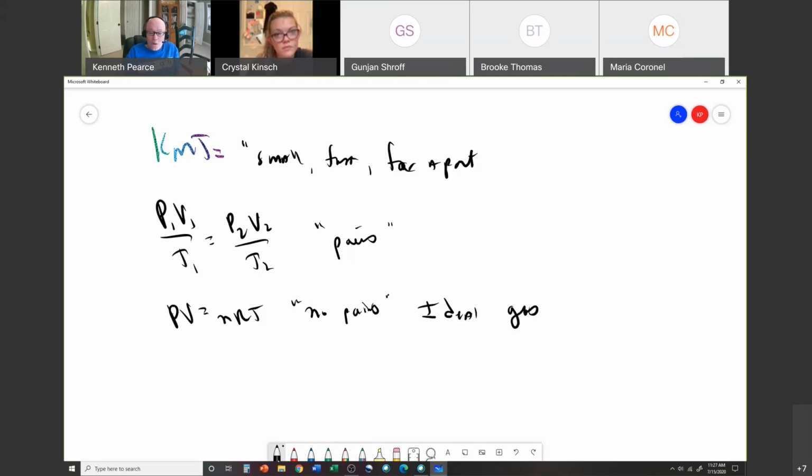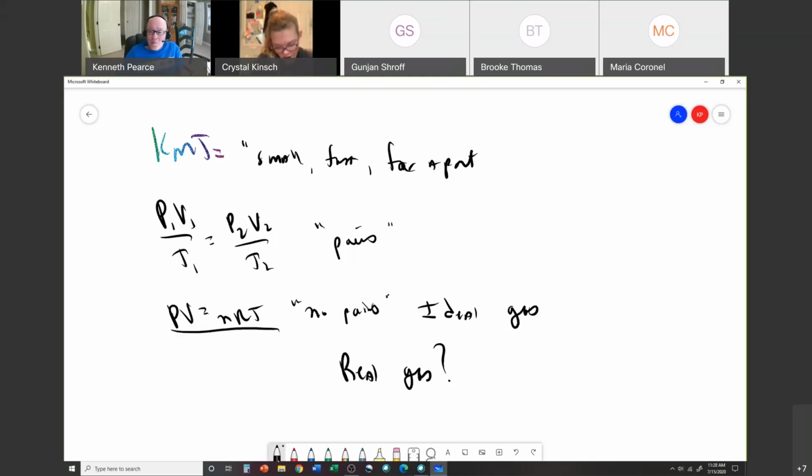So what's the difference between real gases and ideal gases? Ideal is not real. It's like people. There's an ideal person, but there is no ideal person. You've got real people. Same thing with gases. We have ideal gases, and they behave according to PV equals nRT. But what do the real gases do?